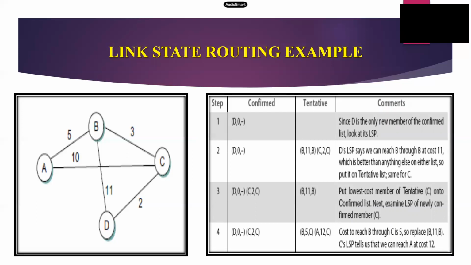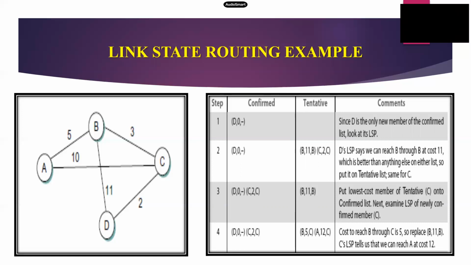So the total cost will be accumulated. Already from D to reach B, the total cost is 11. But via C to reach B, the total cost is what? D to C 2, from C to B 3. So 2 plus 3, the total cost is 5. Okay, so which one is the less cost? That will be updated in the table. Now in the fourth step, to reach B, the cost is 5 via C.